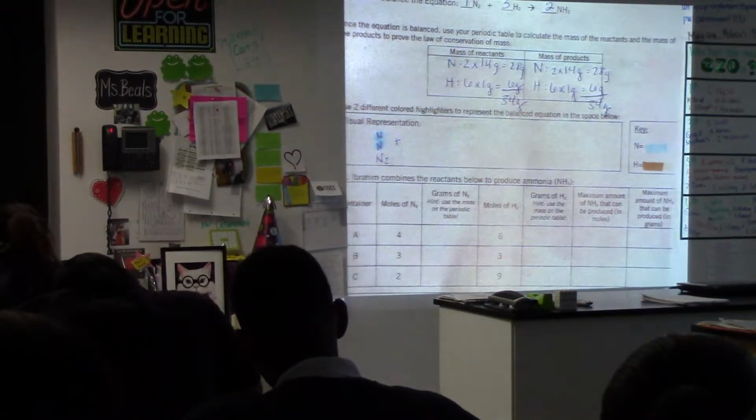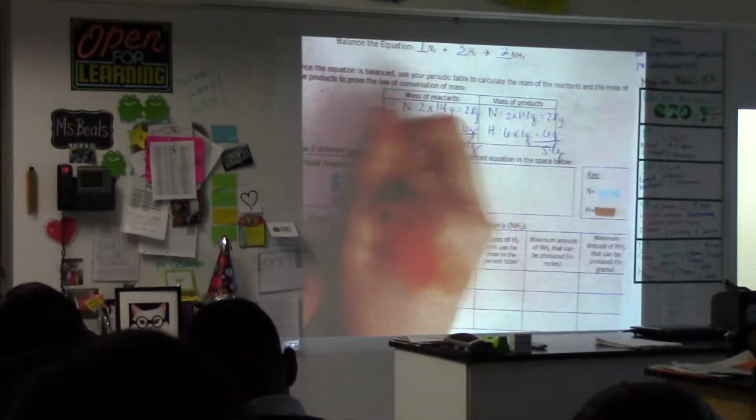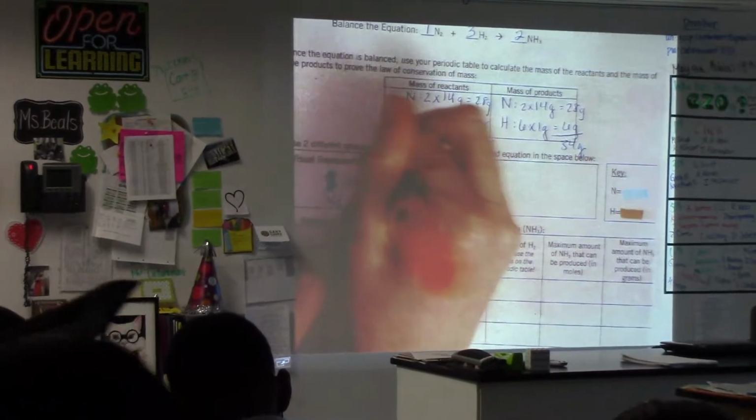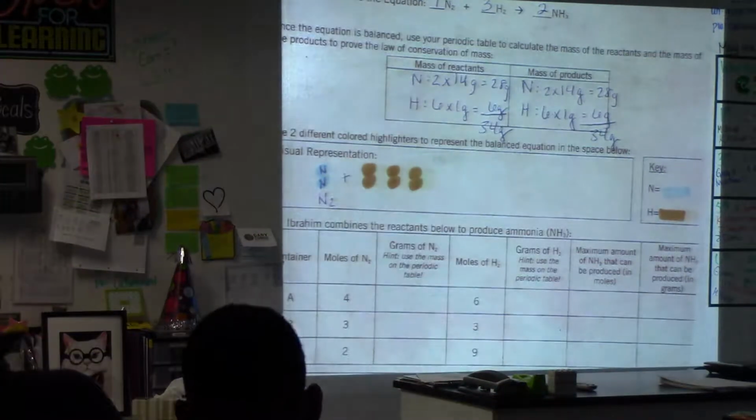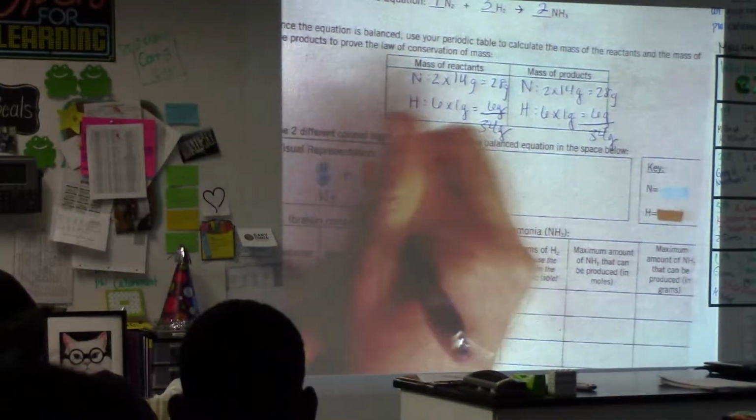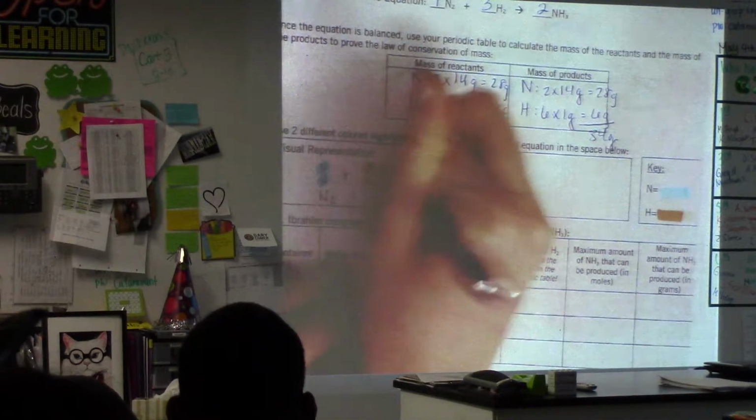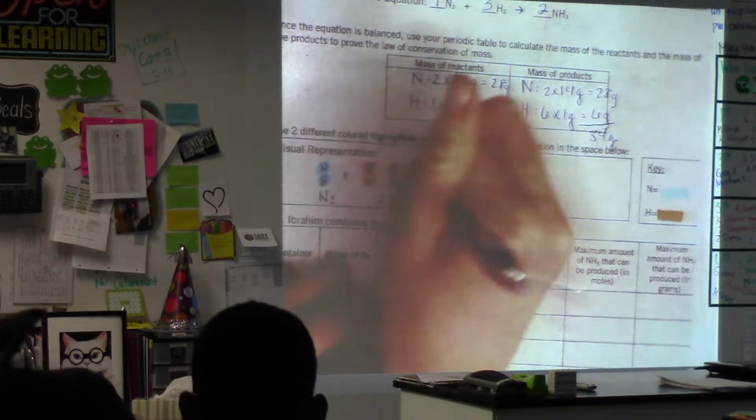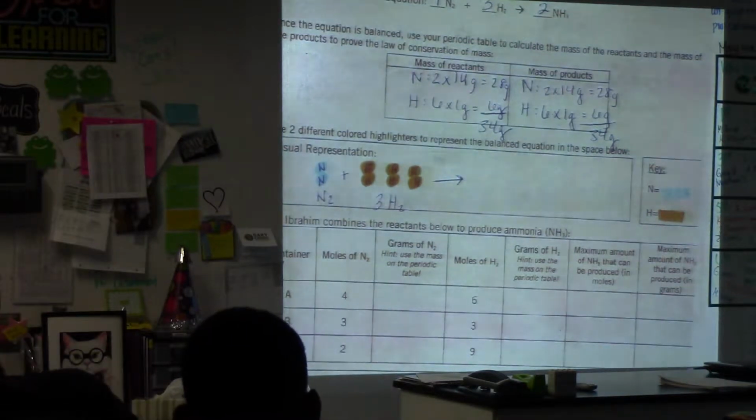Now, how many H2s do we have? 3. I know that's 6 hydrogens total, but every 2 are bonded together. So I have 3 H2s, so let's draw that. Each one of these is a hydrogen. And we're going to put these together in a container and they are going to react. They're going to bond with each other.